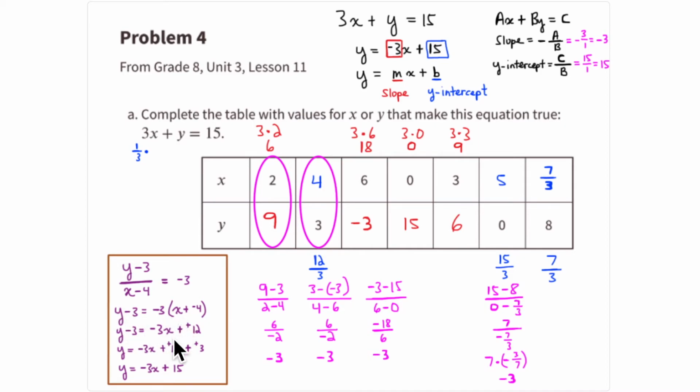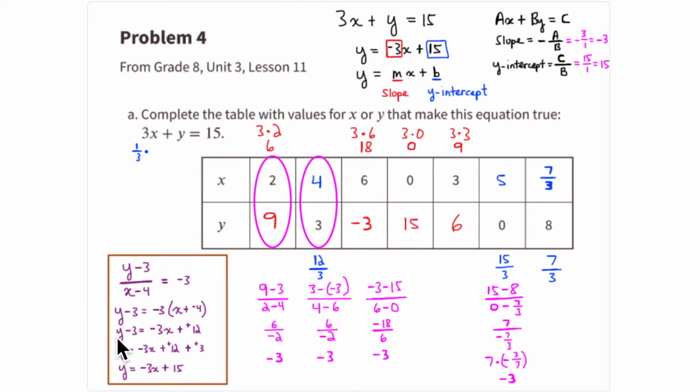This is a negative 3x plus a positive 12. A negative 3 times a negative 4 is a positive 12. And this is plus a negative 3. So you add a positive 3 to remove this negative 3 right here. And so a positive 12 plus a positive 3 is positive 15. And you already have the negative 3x on this side. So this equation has to match this equation up here.